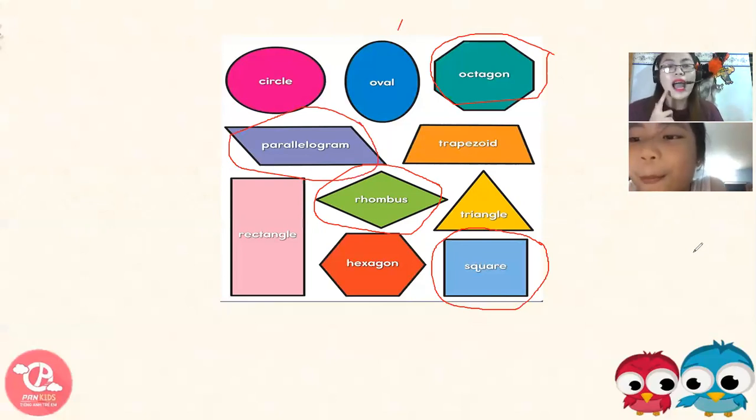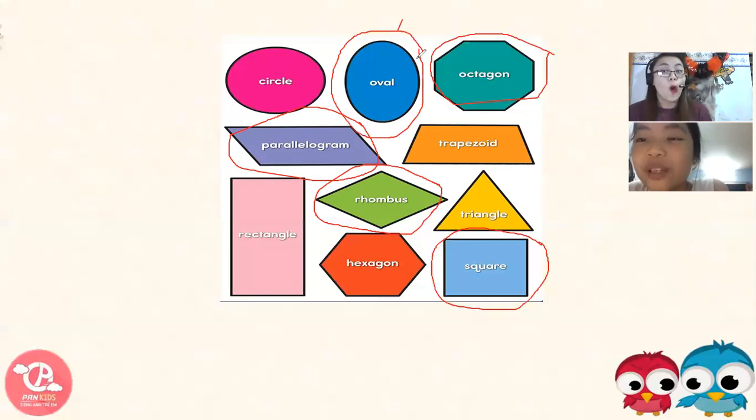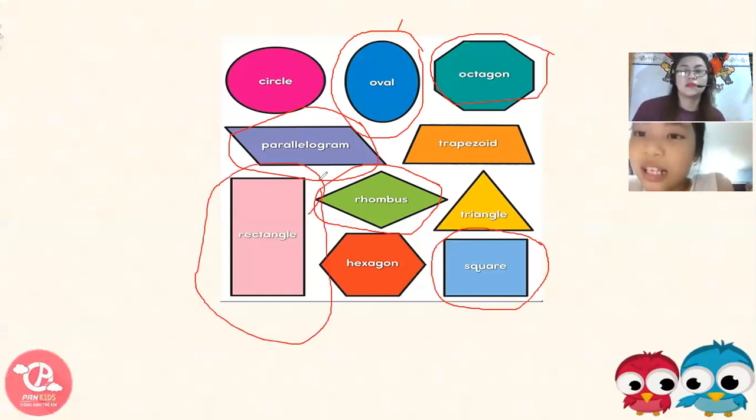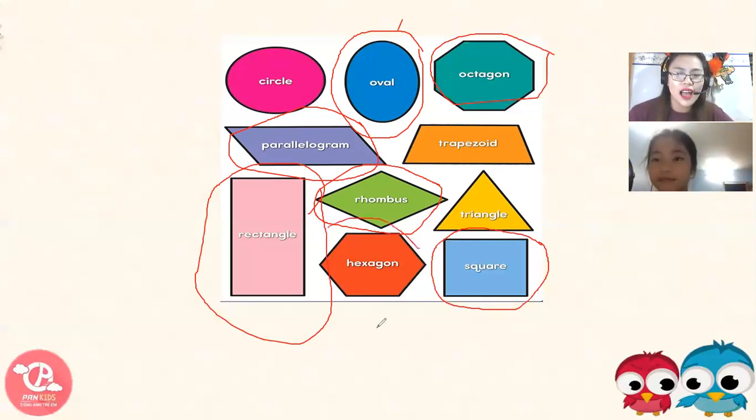Parallelogram. Oh, parallelogram. Okay, one more time. Parallelogram. Oh, good job. What about this one? This is my favorite. Oval. Okay, oval. What about this one? Rectangle. Oh, rectangle. What about this one?